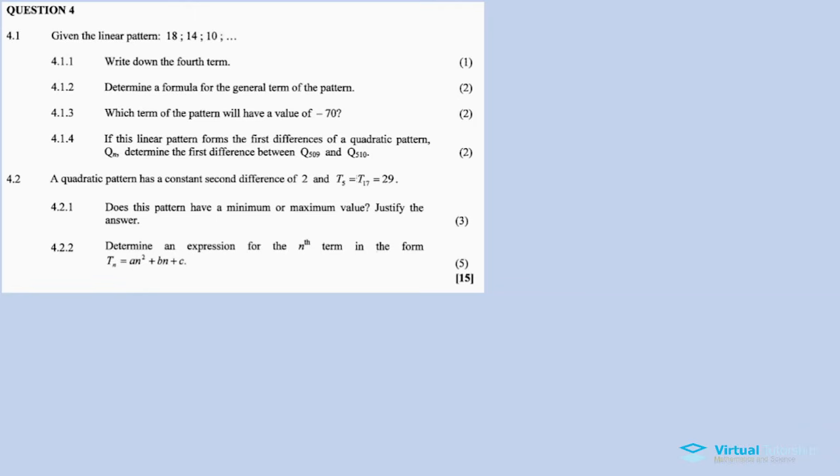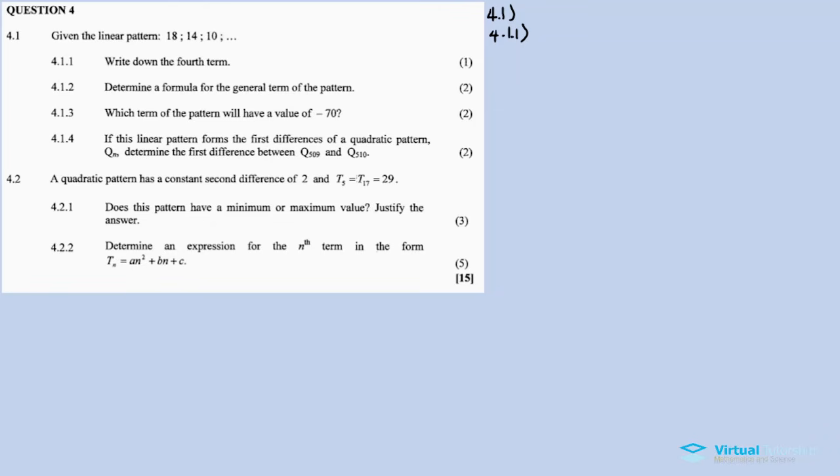So 4.1, given the linear pattern 18, 14, 10, and so on, all the way up to infinity. 4.1.1, write down the fourth term. This is one of the common questions on patterns, linear pattern, quadratic pattern, where you find the next term. So here we want the fourth term, 4.1.1. We find the fourth term in this way.